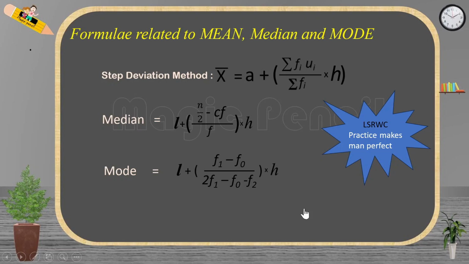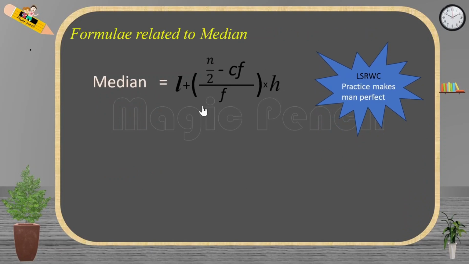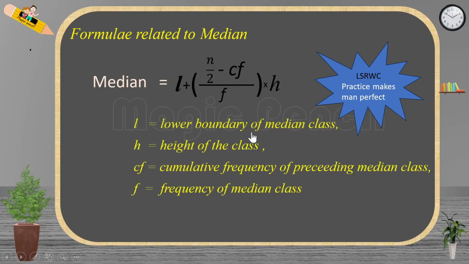Since we already discussed mean and mode in detail in our previous video, let us discuss the median formula in this video. So median is equal to L plus (n by 2 minus Cf) by F into H. Here L stands for lower boundary of median class, H is the height of the class, Cf is the cumulative frequency of the class preceding the median class, and F stands for frequency of the median class.